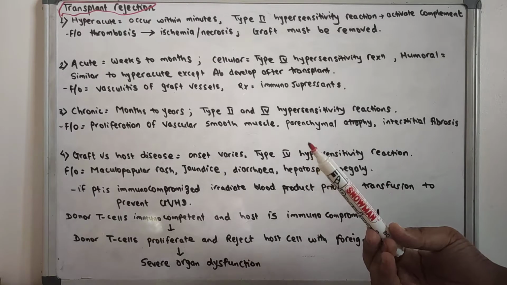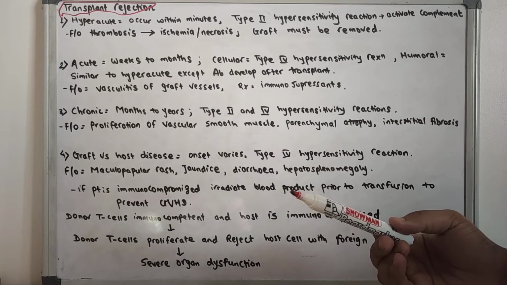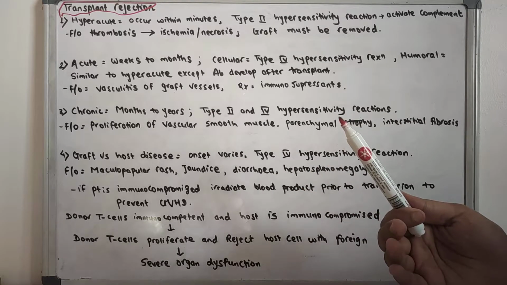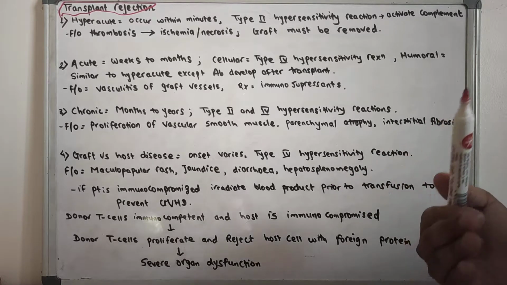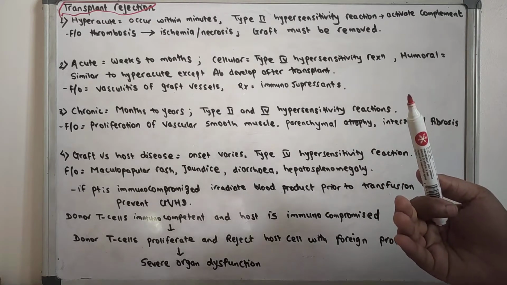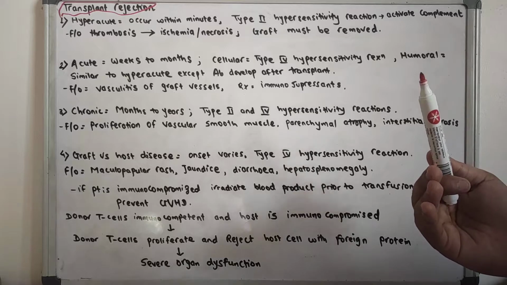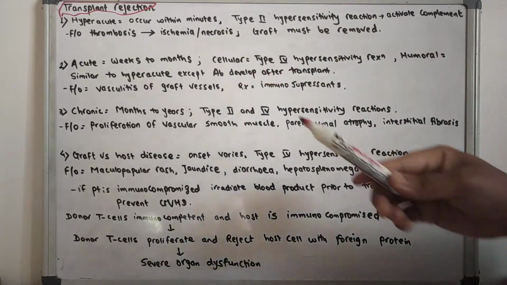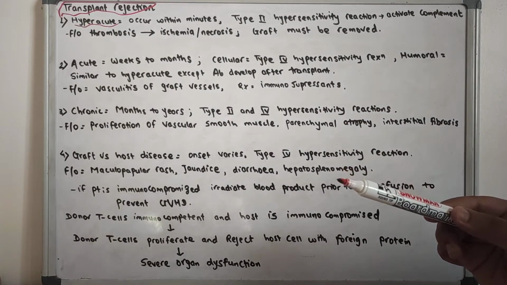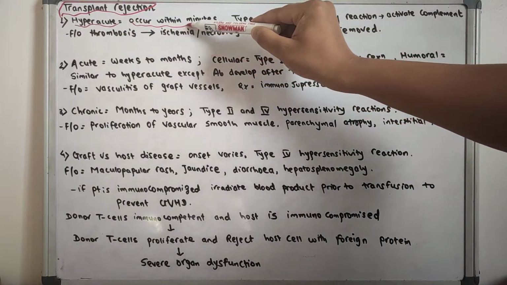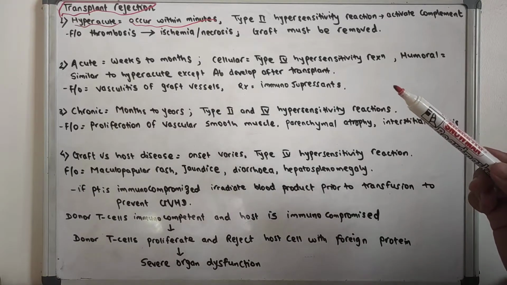So let us start with the hyperacute transplant rejection. I'll discuss each and every one, one by one, from the onset, pathogenesis, and the various features we see in the transplant rejection in each type. So let us discuss the hyperacute transplant rejection. The hyperacute transplant rejection occurs within minutes after the transplant.